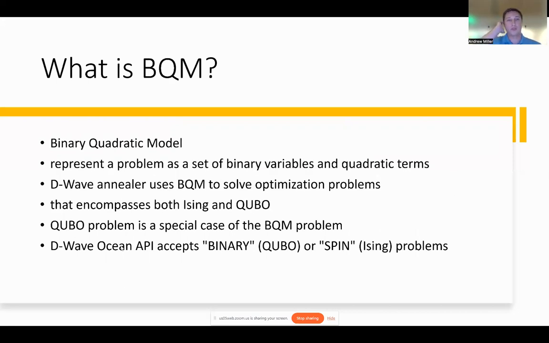There's also a term that they use, BQM, which is basically a more generic version of QUBO. I'm not trying to talk intelligently about it, but in essence, all we need to know is that DWave has this Ocean API that allows us to interface with the machine, and it accepts binary or spin problems. And spin problems are Ising problems. I don't even know exactly how that works, but supposedly Ising problems are slightly different. Exactly how, I have no clue. So that's basically it for the slides.